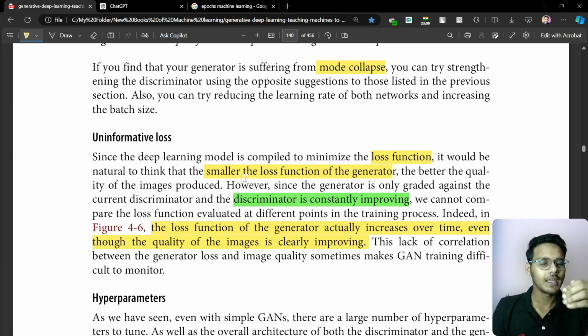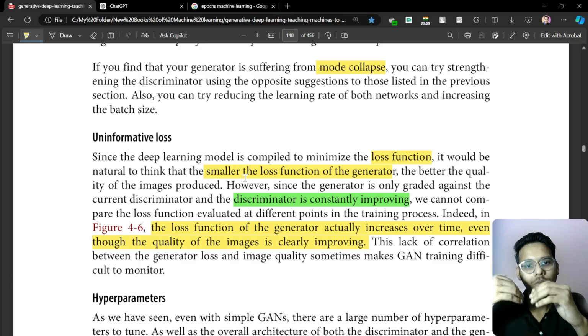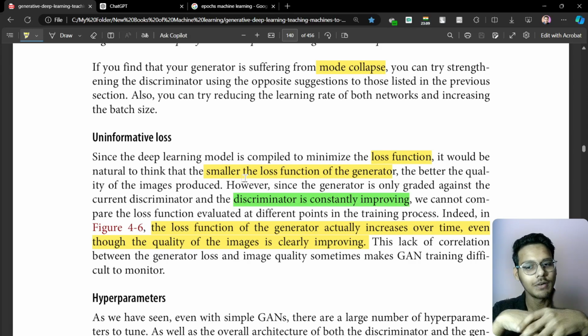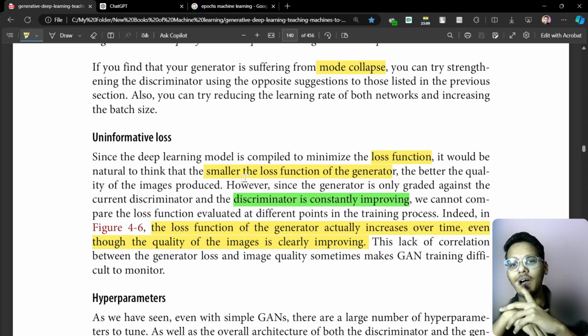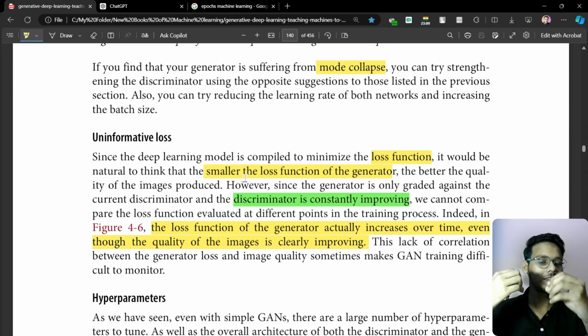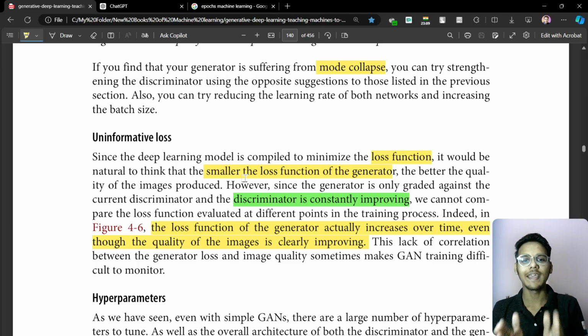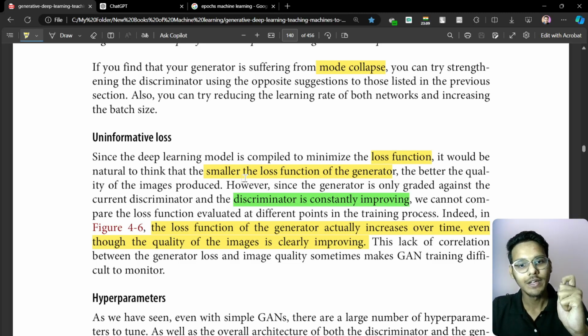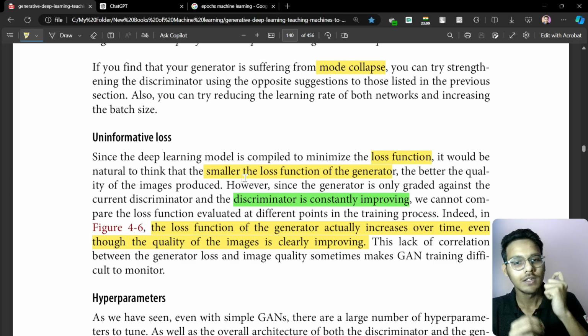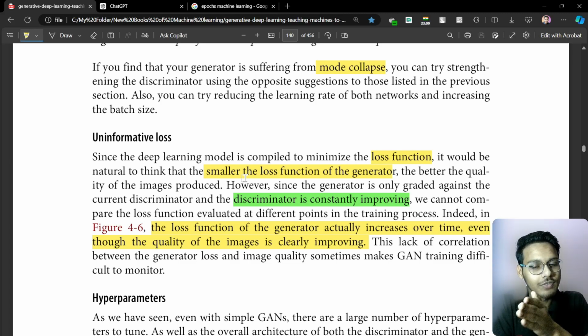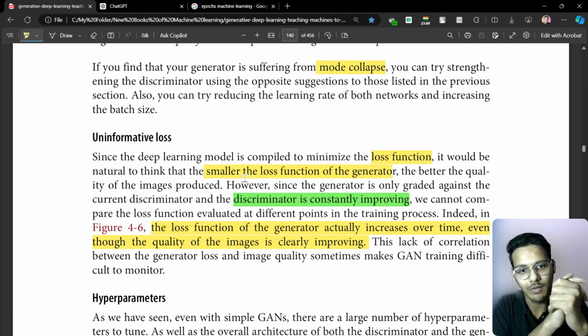The smaller the loss function of the generator, the better the quality of the images. If the loss function decreases, this is a good sign, right? Your loss is actually decreasing, so it should produce some better images. But it happens the opposite. Actually, the discriminator is constantly improving, so that it is able to identify that this is fake and this is real.